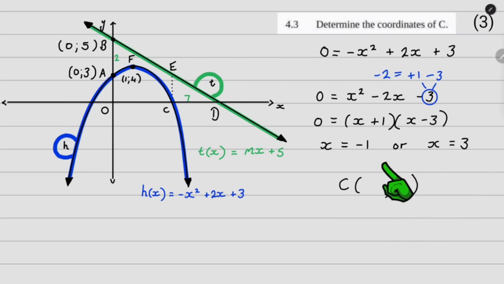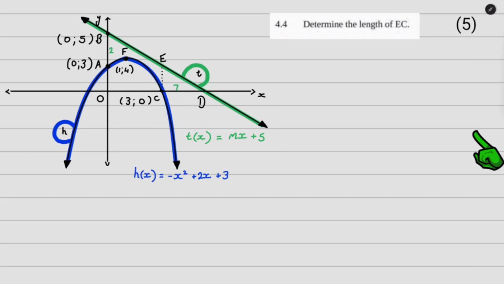Now I've got to decide which one of these actually belong to C, because the parabola has 2 x-intercepts. And we do it using its position on the Cartesian plane. I can see this one's on the left of the y-axis, which means it has to be a negative number. So that x-coordinate over there is the -1. This x-coordinate over here has to be the 3, so C will be 3 and 0. And the 3 marks here will be from equating to 0, the correct factors, as well as the correct answer.